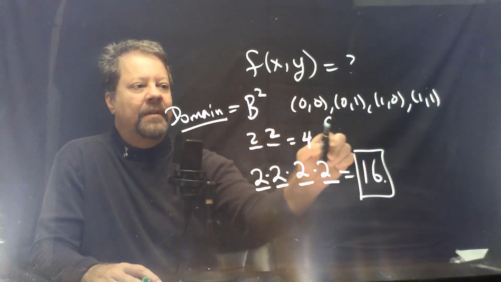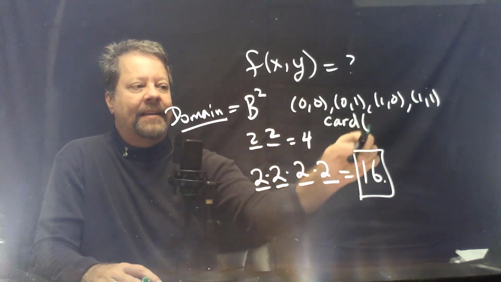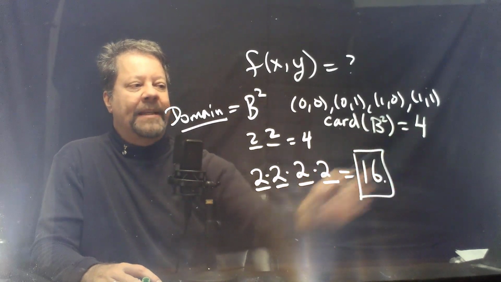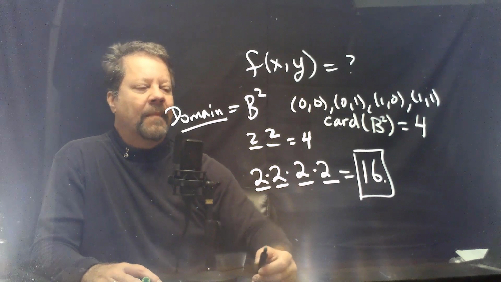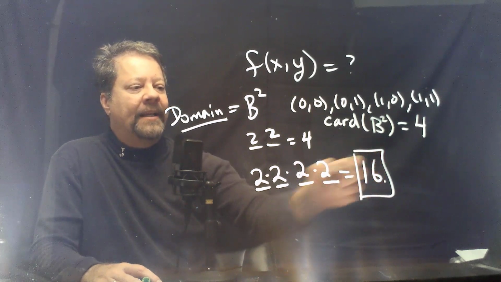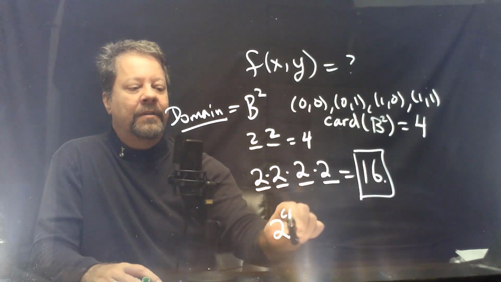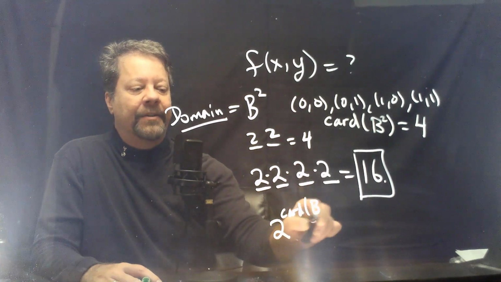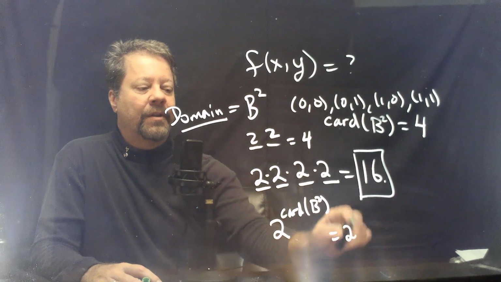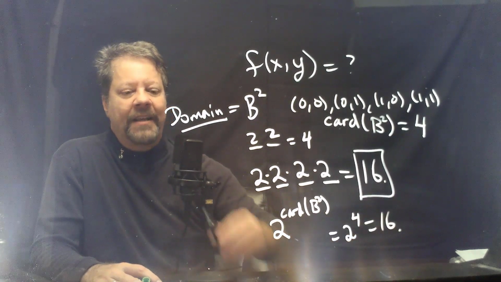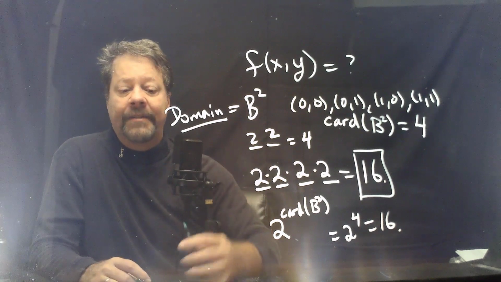If the cardinality of a set is the number of its elements, the cardinality of B2 is 4. So, how many Boolean functions are there of degree 2? 2 to the cardinality of B2, 2 to the power of 4, which is 16. So how many Boolean functions are there of degree 3?